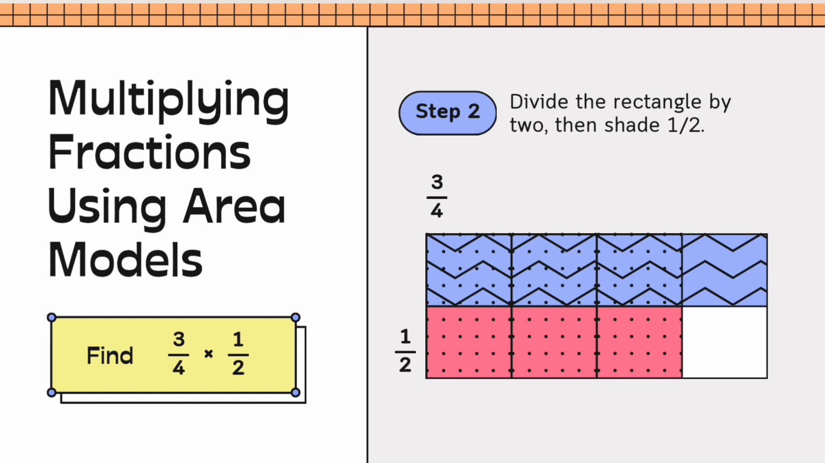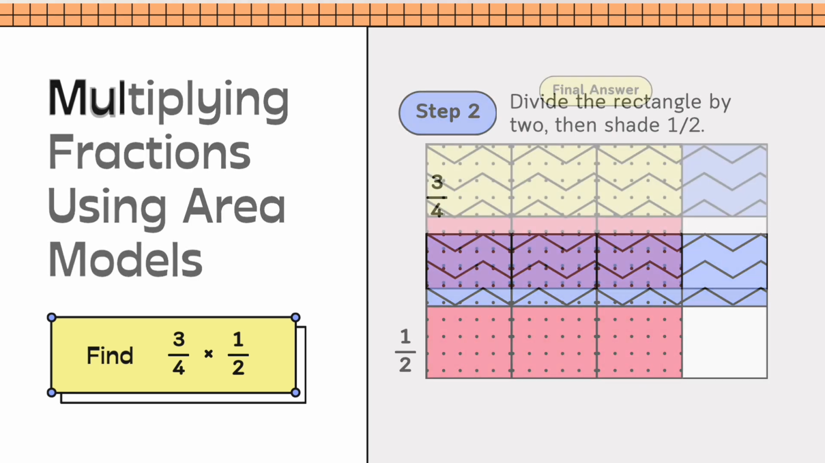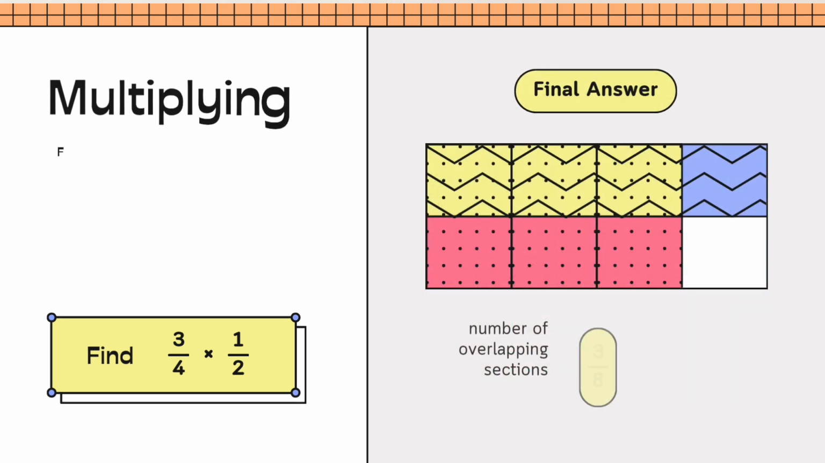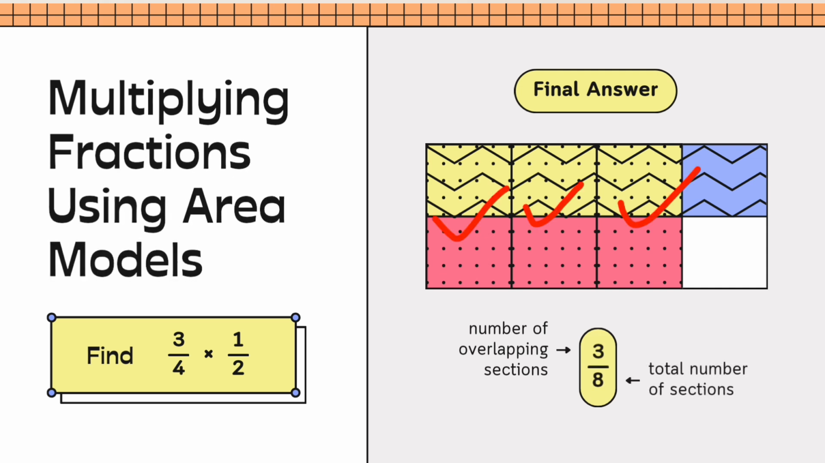As you can see here there are two parts. Here we have to shade one out of these two parts. Okay. Yes, you can see here at the last. So now the final result will be number of overlapping sections. Overlapping sections, how many numbers are overlapped here? 1, 2, 3. 3 numbers are overlapped and the total numbers are 8.